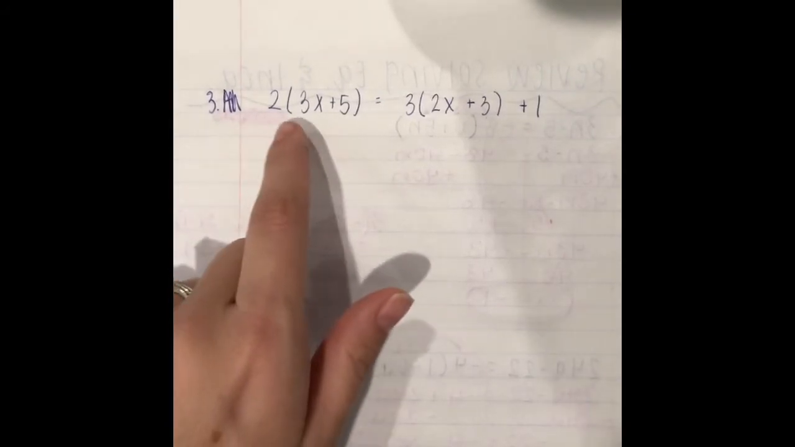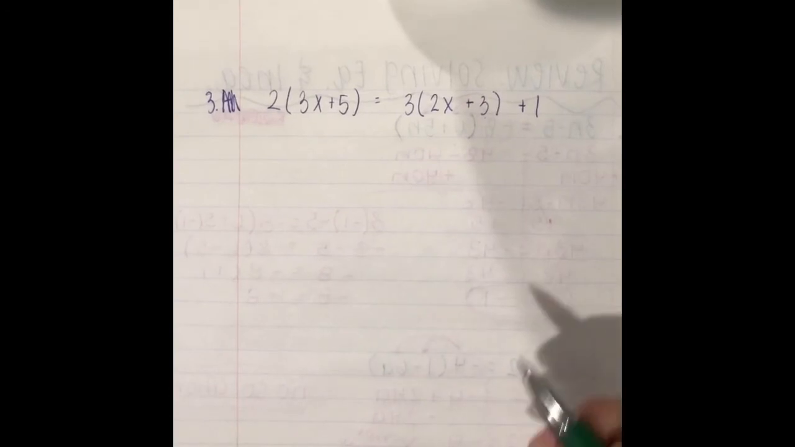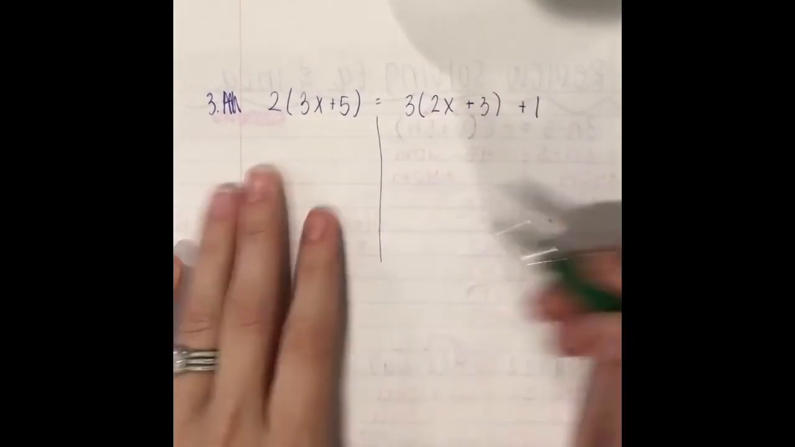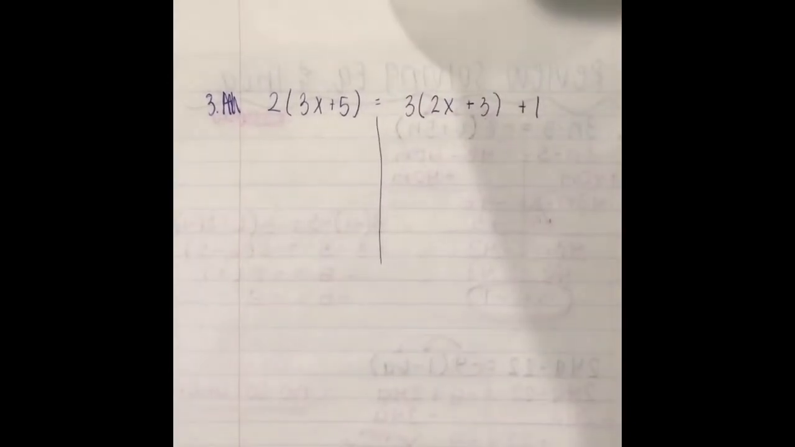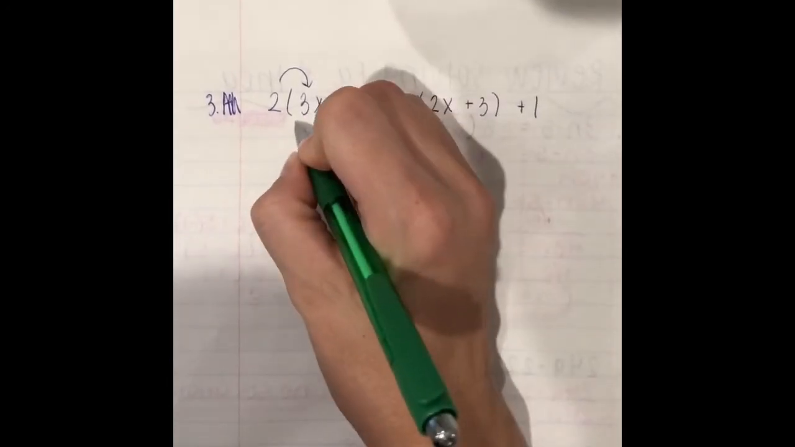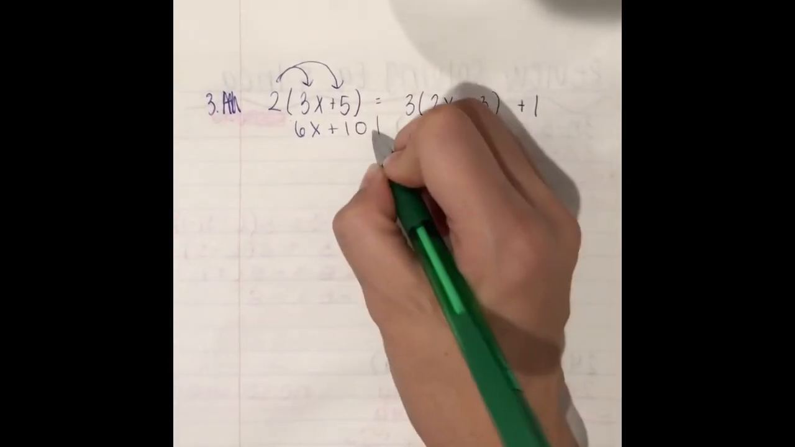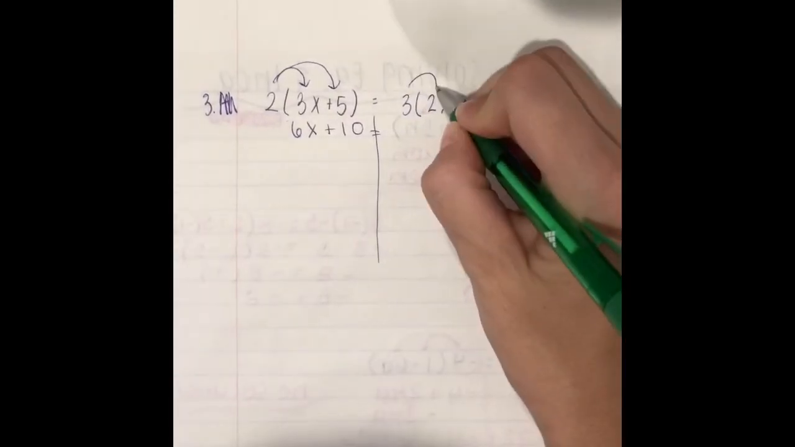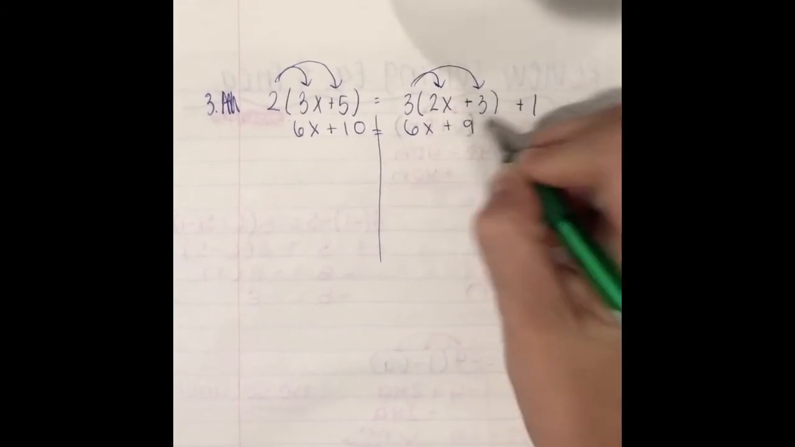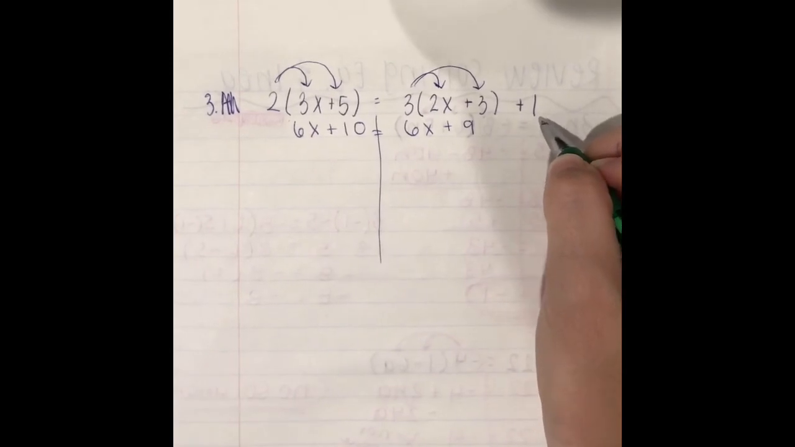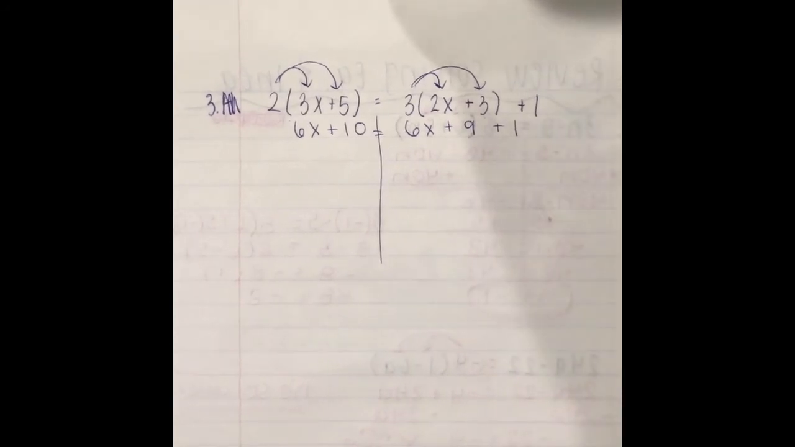Okay, so we have 2 times 3x plus 5 equals 3 times 2x plus 3 plus 1. Okay, so we're going to start by, I'll draw my line, where you want to simplify each side. So I have a 2 being multiplied by 3x plus 5, so I want to simplify that. 2 times 3x is a 6x, and 2 times 5 is a positive 10. On the right side, I have a 3 times 2x, which is 6x, and 3 times 3, which is 9. It's not being multiplied by my 1 because my 1 is being added outside of the parentheses. So I'm just bringing down my plus 1.